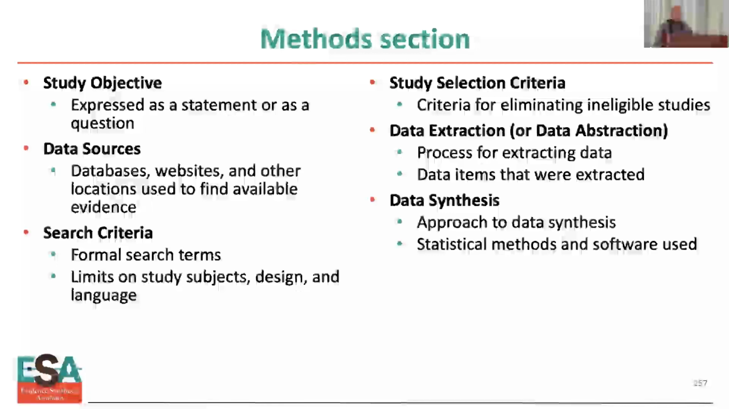Okay, so this is just a quick summary of what goes into these sections. And so you want to include in your methods everything that people would need to be able to figure out what you did and why you did it. So what was your objective? Where did you get your data? How did you search? What were the limits on your search? For example, I only searched the English studies, or I only searched studies in certain years, or I only used these databases. How you selected studies, how you extracted them, and how you synthesized them.